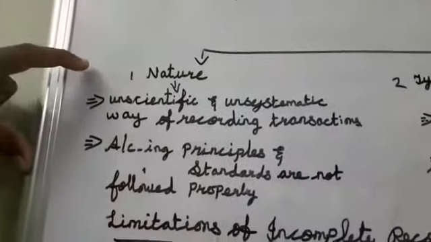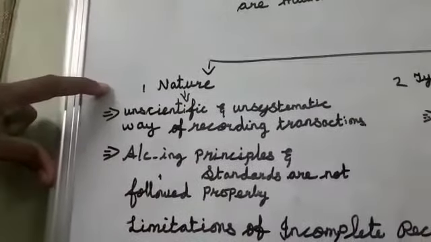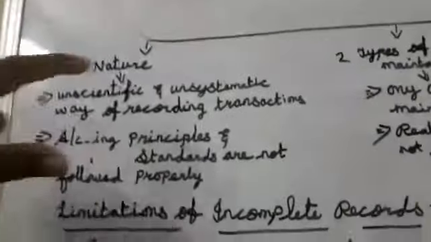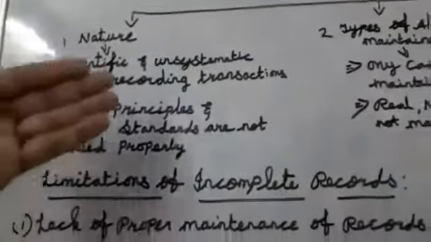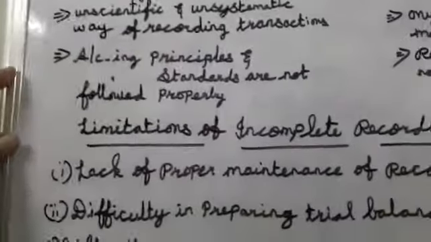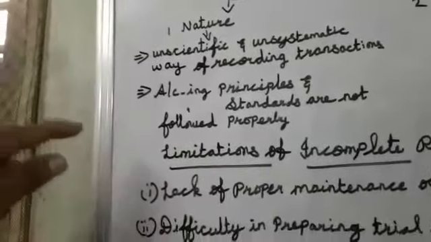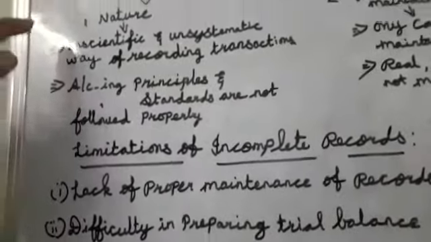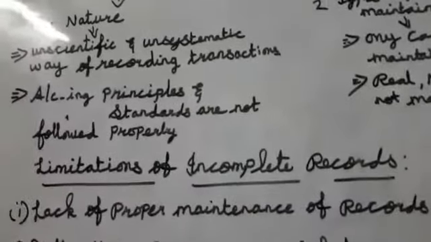Nature. Why are we saying nature is a feature of incomplete records? Because it is an unscientific and unsystematic way of recording transactions. Here we do not follow the accounting principles and accounting standards. So that's why we consider nature a feature of incomplete records.